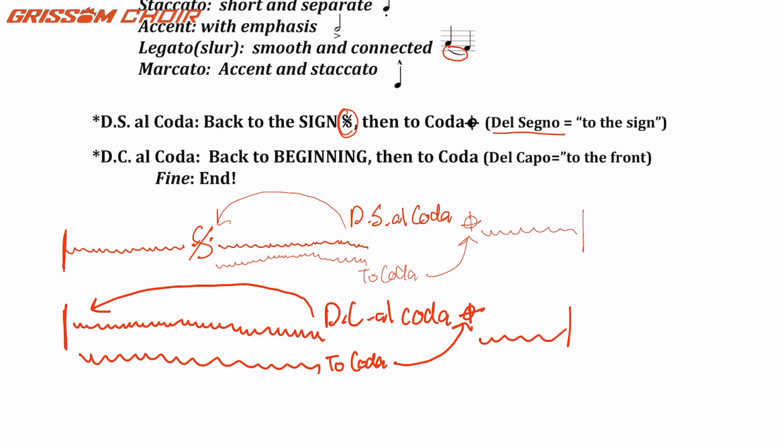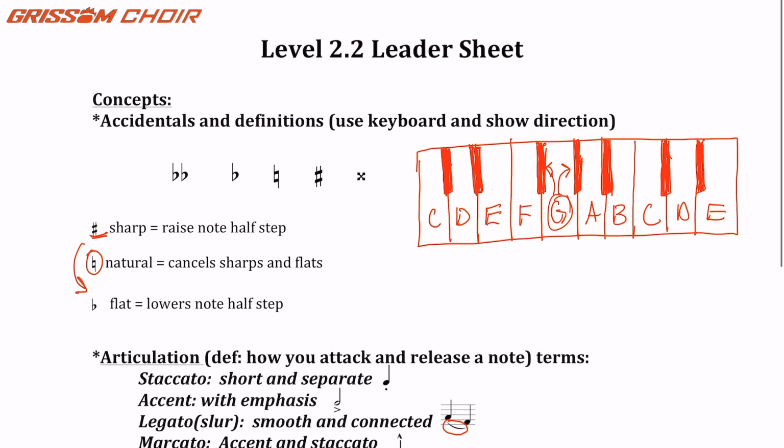You can think of these as just some fancy repeats, different ways that you can repeat back to the beginning or repeat back to certain sections of a song. DS al coda, DC al coda, back to the sign, then back to the beginning. And that is everything on level 2.2.